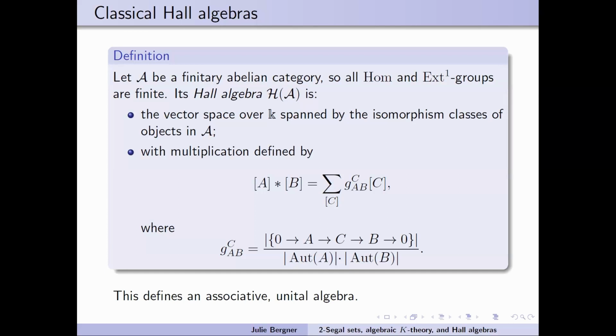And so we say, well, if I have isomorphism classes A and B, I define their product to be a sum over isomorphism classes C, and then I have some coefficient. And what the coefficient is doing is counting all the short exact sequences. So it's counting the extensions of A by B, and then we're going to mod out by the order of the automorphism group of A and B. We basically just want the extension data, not things about it. Okay, and this turns out to define an associative unital algebra.